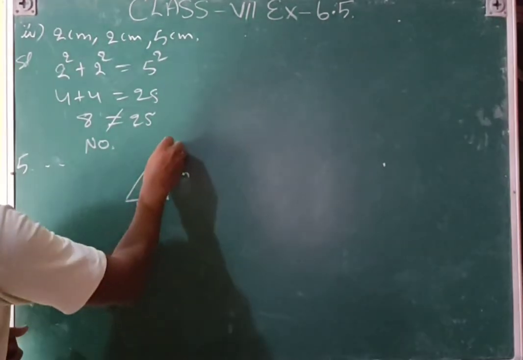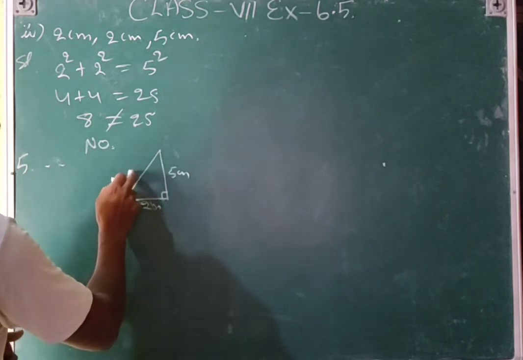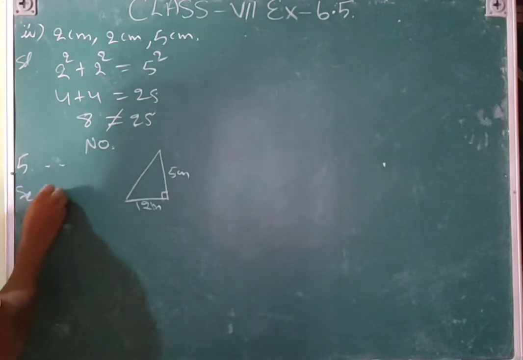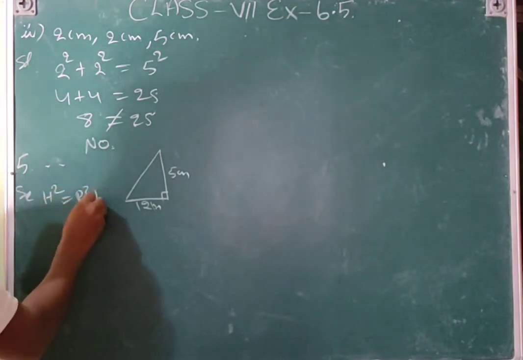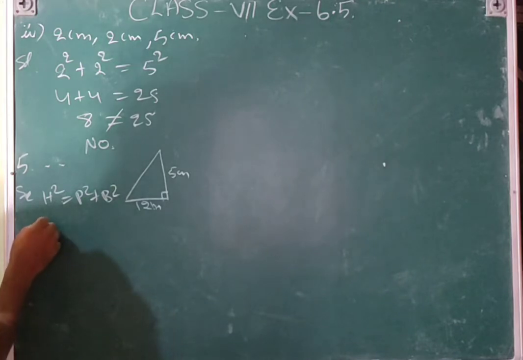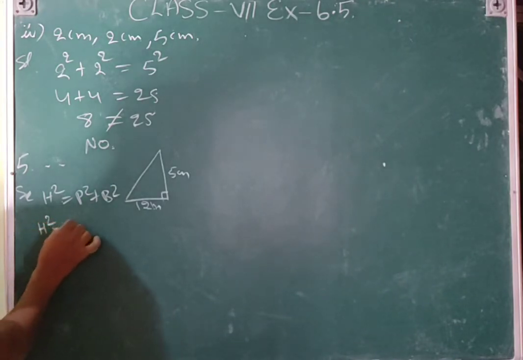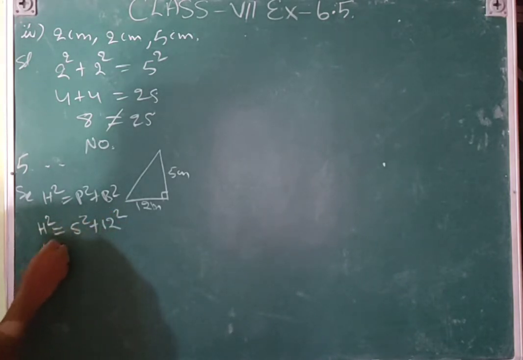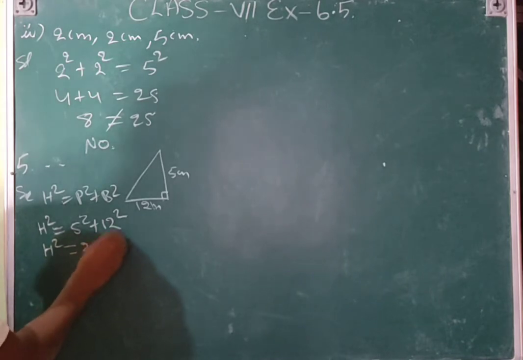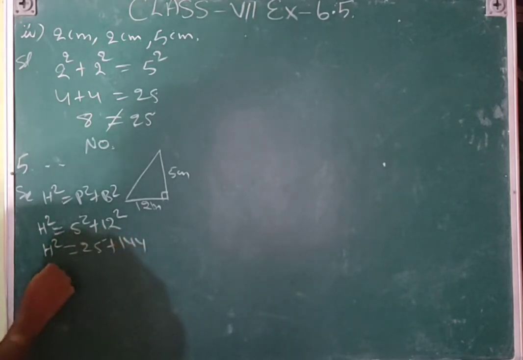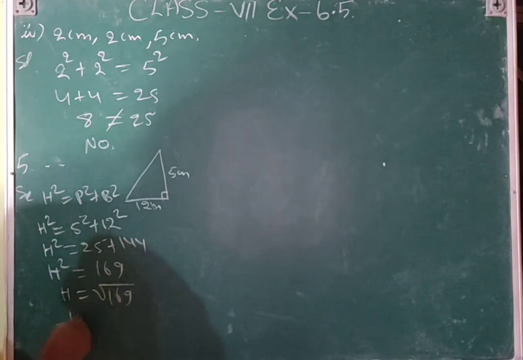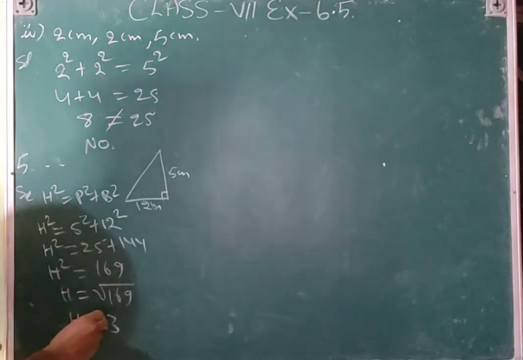So first of all we will find this one, this is also a part of the tree. So h square is equal to p square plus b square. So h we do not have here, so 5 square plus 12 square. So h square is equal to 25 plus 12 12s are 144, and then h square is equal to 169. So h is equal to under root 169. So h is equal to 13. That is 13 meter.